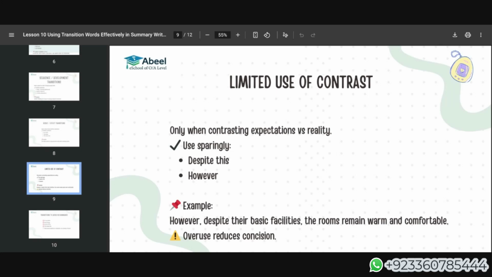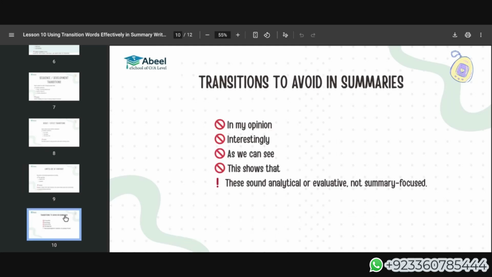Despite this, however, जब आप contrast दे रहे हैं, जब आप एक चीज की बात करें और आपने opposite चीज की भी बात करनी है, जब आप benefits की बात करें, आप drawbacks की भी बात करना चाह रहे हैं, so you may say, however, despite their basic facilities, the rooms remain warm and comfortable. Overuse reduces concision. जब आप चीज के बहुत ज़्यादा use कर लेंगे, it is going to be less effective in your summary. Transitions to avoid in summary.